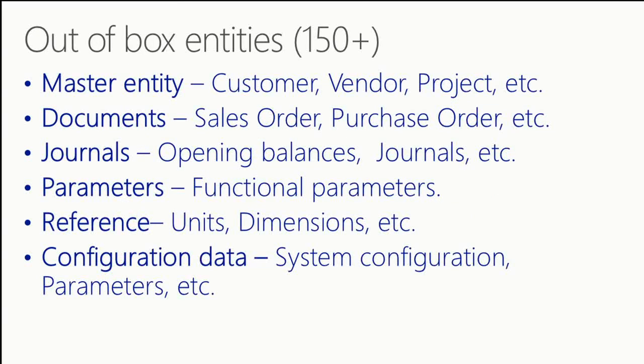Now let's talk about entities. Out of the box, we ship roughly 150 plus entities. These entities can be categorized into different kinds of data. Master entities, things like customers, vendors, products, projects, employees. Okay. Then documents like sales orders, purchase orders, and those kinds of things.